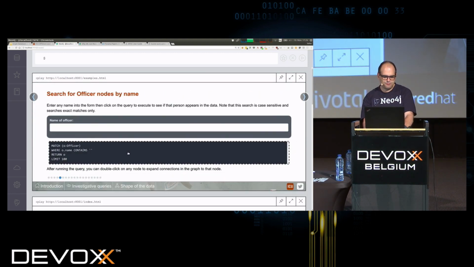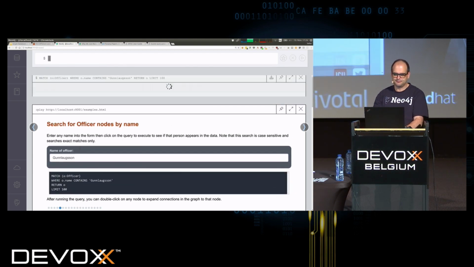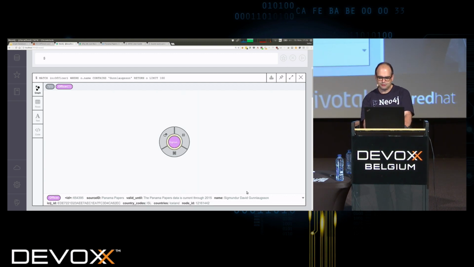Okay, what we can do as well is, if you want to find a certain officer, let's do this guy from Iceland, Gunnlaugsson. This was the former prime minister. And here we see him, and if you look at the bottom, you'll see all the properties of that node. So here you see Sigmundur David Gunnlaugsson.